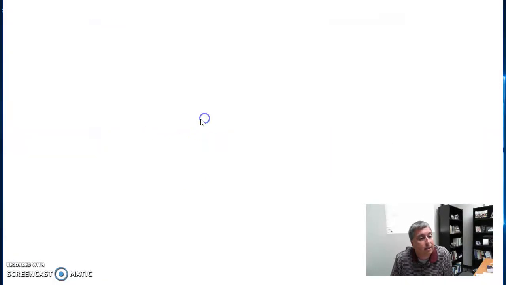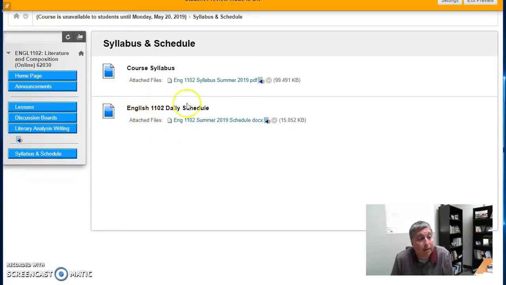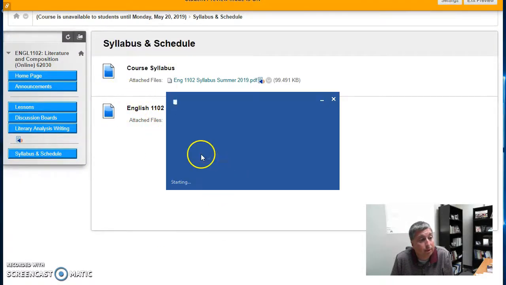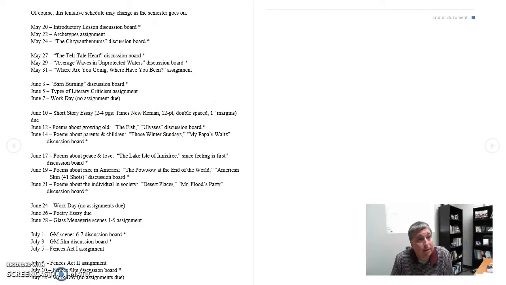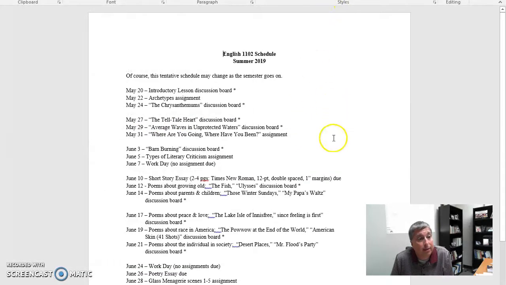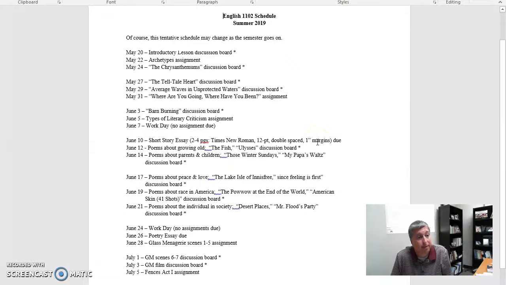Let's move on to the schedule. This is extremely important. This is the English 1102 daily schedule. This is what you really want to print out. You want to really pay attention to this schedule. This is all of the assignments during the semester. We start off with a discussion board, introducing yourself, which it says is May 20th. Technically, that's due on May 22nd.